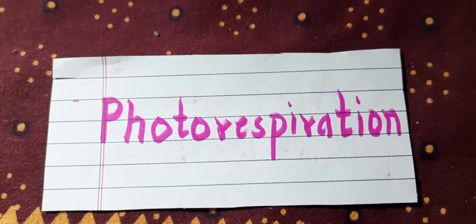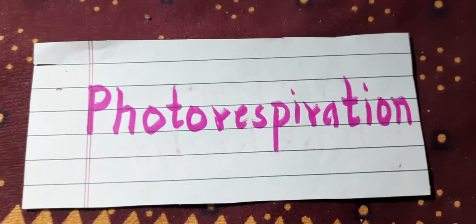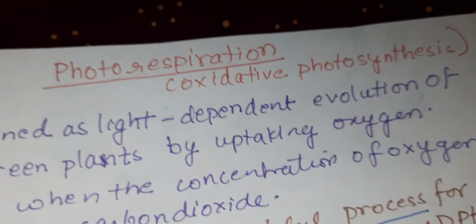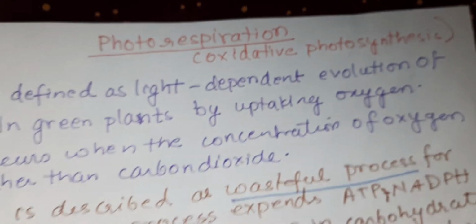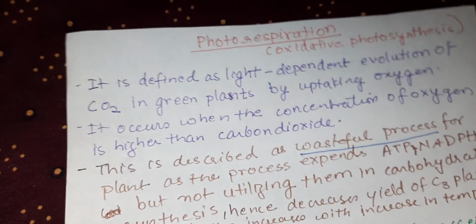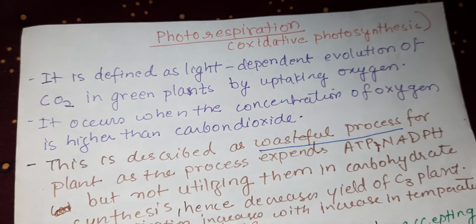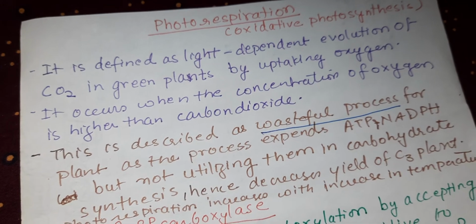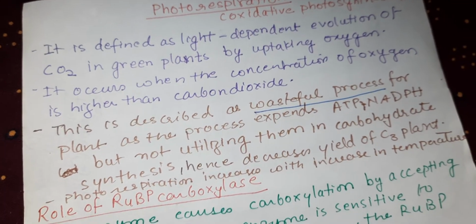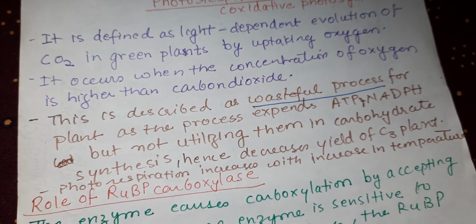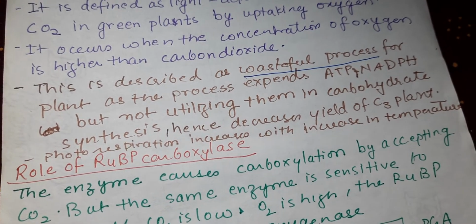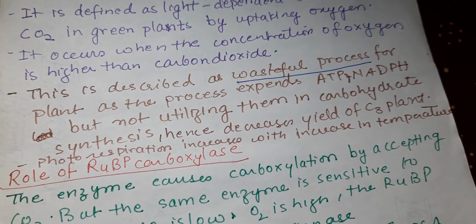Dear students, today we will discuss photorespiration and we will see how it is different from respiration. It is also known as oxidative photosynthesis. Now, this is defined as the light dependent evolution of carbon dioxide in green plants by uptaking oxygen. It occurs when the concentration of oxygen is higher than the concentration of carbon dioxide. This is described as a wasteful process for the plant.